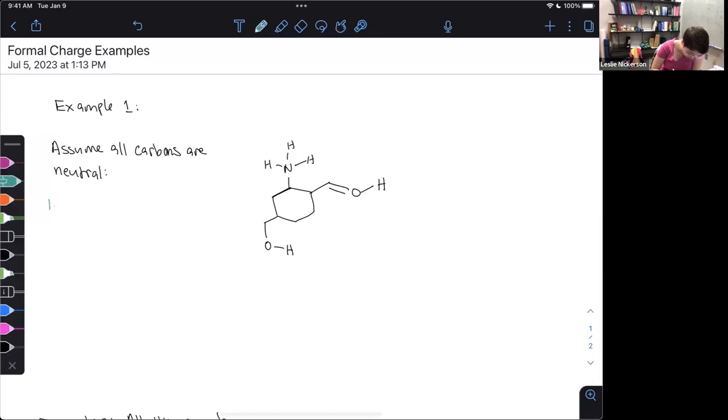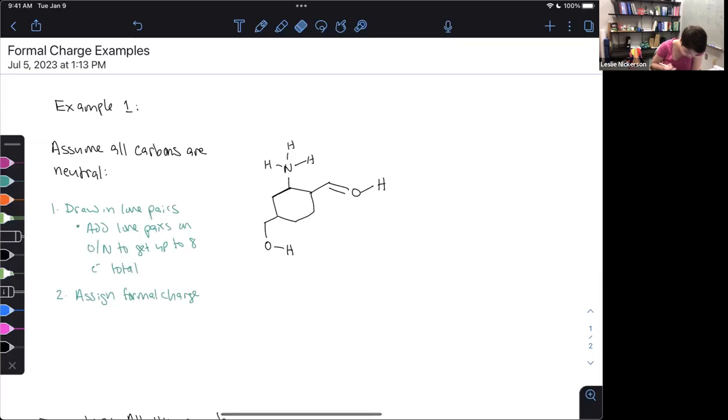So the first thing we need to do is really to draw in those lone pairs. We're going to add the lone pairs on oxygen or nitrogen to get up to 8 electrons. So basically you want to count how many electrons it has right now. And that missing number to get to 8 is going to be the lone pairs that you're going to add.